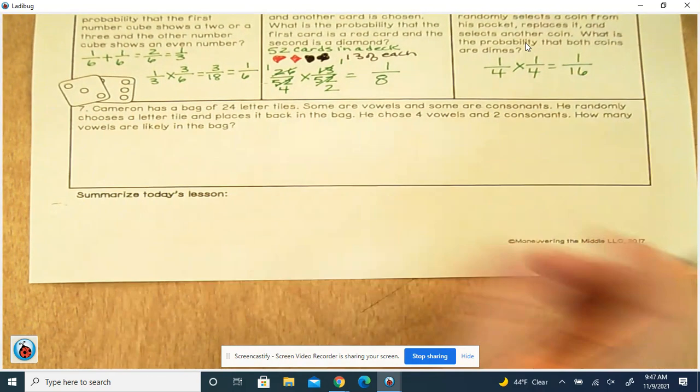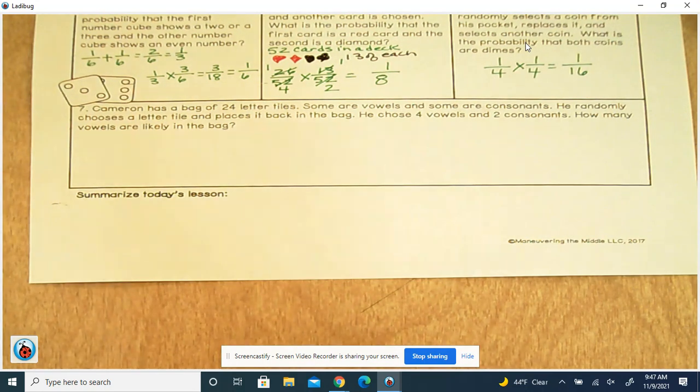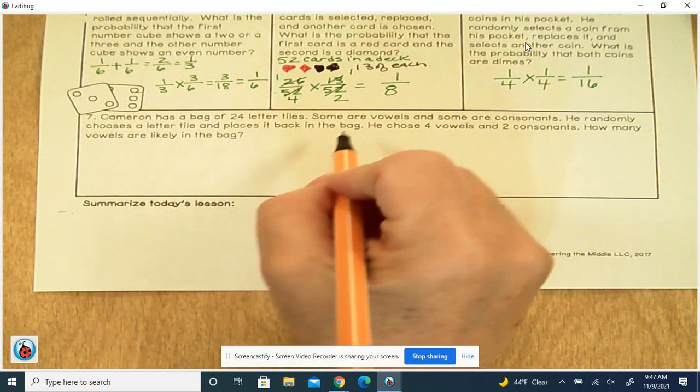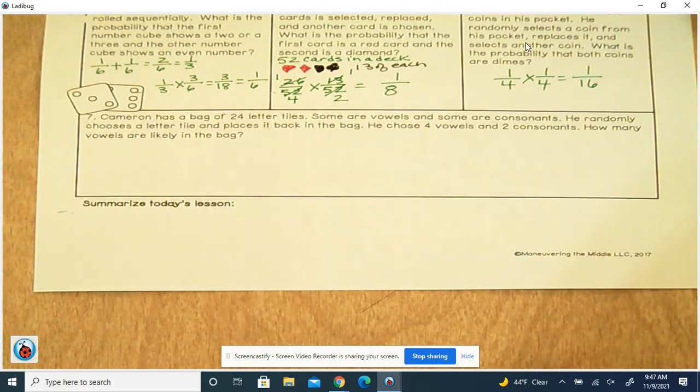Cameron has a bag of 24 letter tiles. Some are vowels and some are consonants. He randomly chooses a letter tile and places it back in the bag. He chooses 4 vowels and 2 consonants. How many vowels are in the bag?